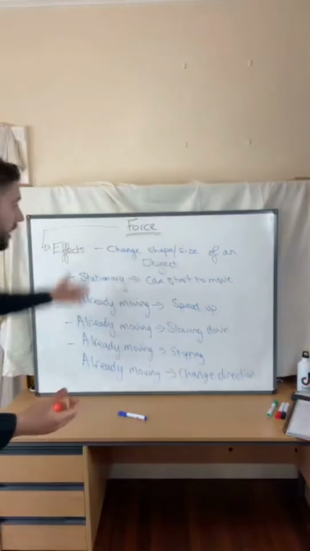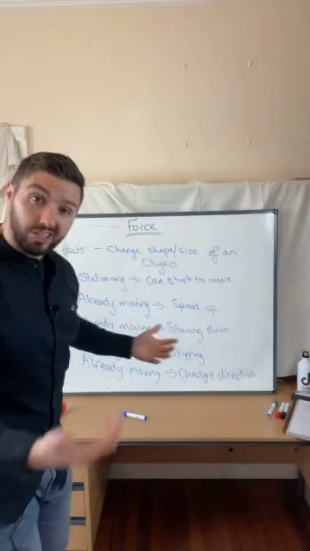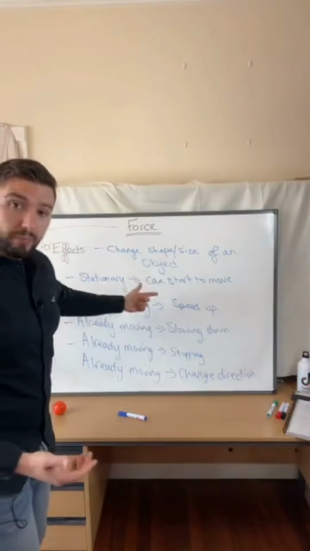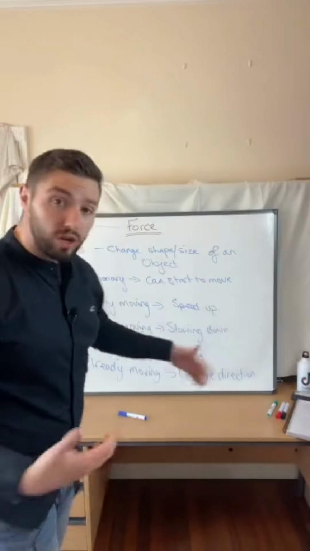So those are the different ways that a force can impact an object. We could change its shape or size, speed it up, get it moving, slow it down, make it stationary, or change its direction.